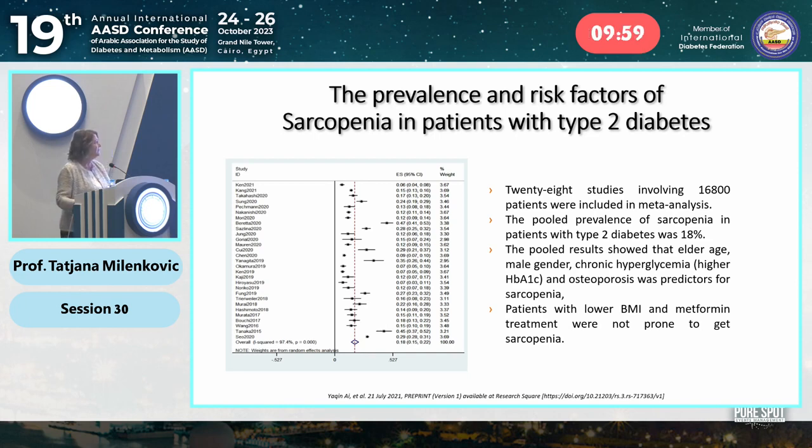So what is the prevalence and risk factors of sarcopenia in patients with type 2 diabetes? We can see in this very large meta-analysis that included 28 studies which involved more than 60,000 patients. And here we can see that in these patients with type 2 diabetes, 18% were with sarcopenia. And what were the characteristics of these patients? Patients with older age, male gender, chronic hyperglycemia or bad control of their diabetes, and osteoporosis were prone to sarcopenia, and those with lower BMI and metformin in treatment were not prone to sarcopenia in this analysis.